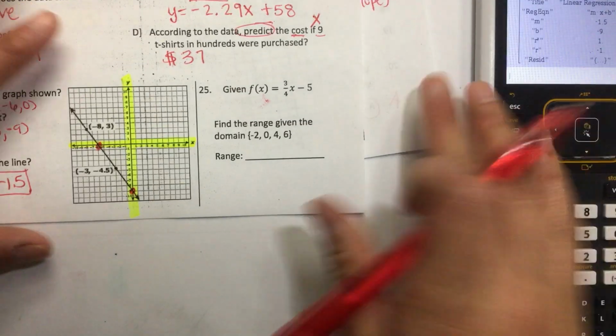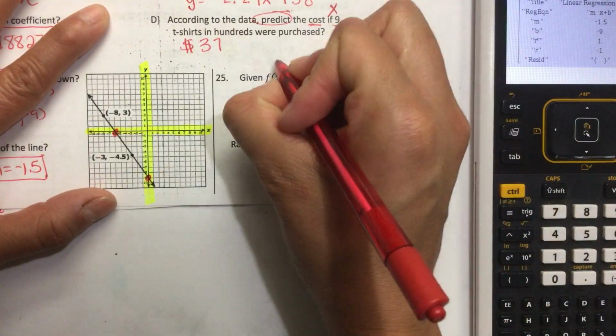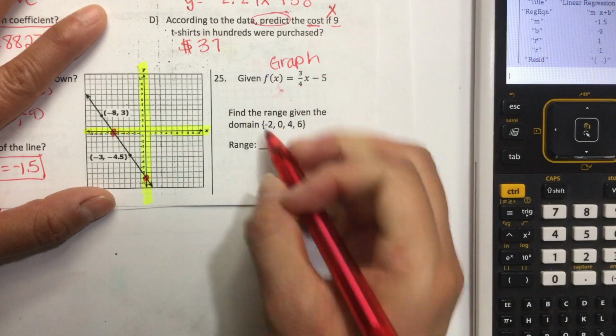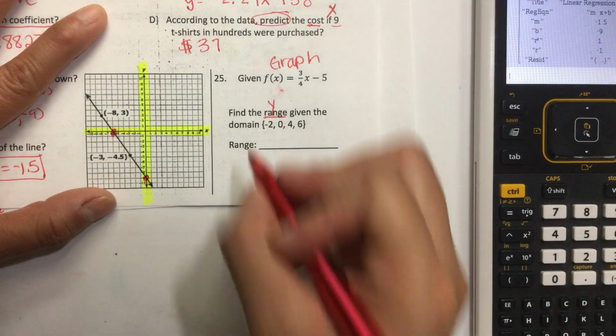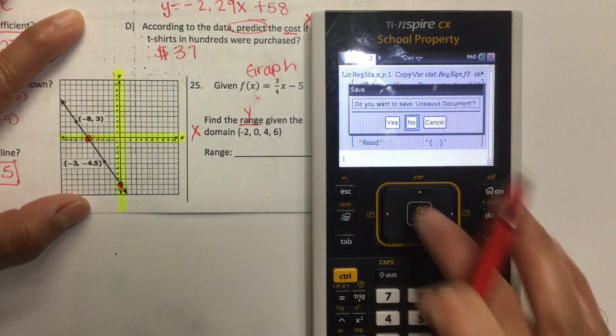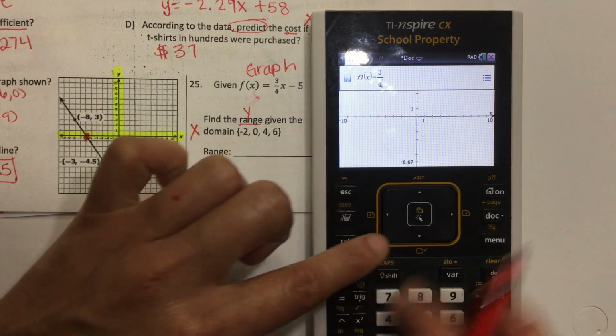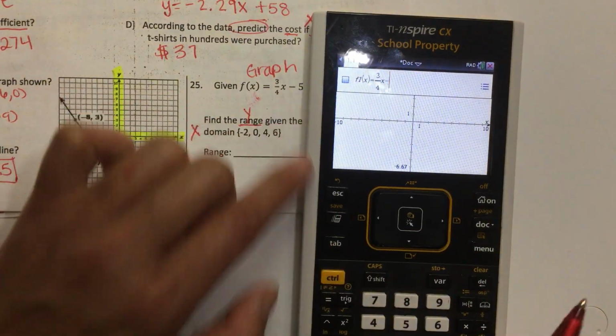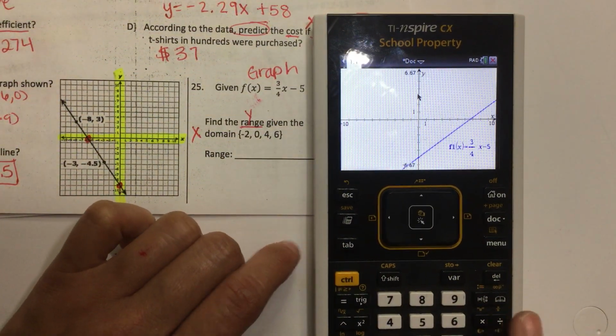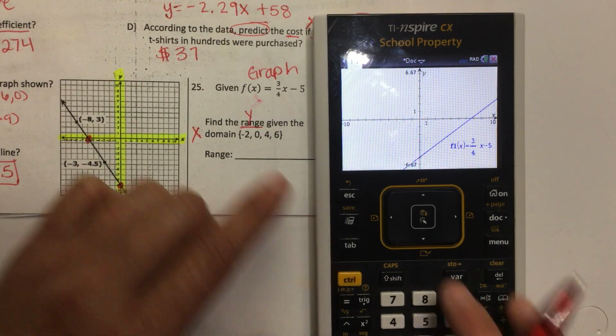And last, number 25. If you are given an equation, you can graph this equation and find the range, which is the y, if you're given the domain x. So we're going to go to a graph page and enter the equation 3/4 x minus 5, enter. Pull up a table, so control T.